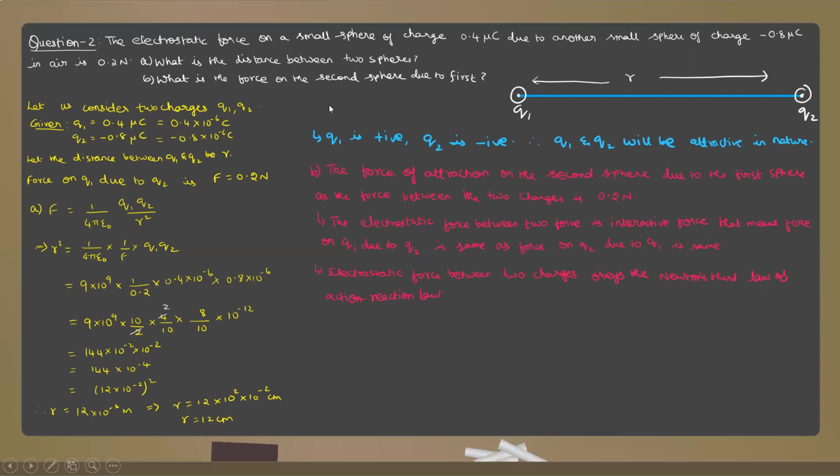Now the second part, what is the force on the second sphere due to the first? Here, the force of attraction on the second sphere due to the first is the same, that is, again we'll be getting the force as 0.2 Newton. So the electrostatic force between two charges is an interactive force, that is, force on Q1 due to Q2 or force on Q2 due to Q1 is same. So electrostatic force between two charges obeys Newton's third law, that is the action and reaction law.